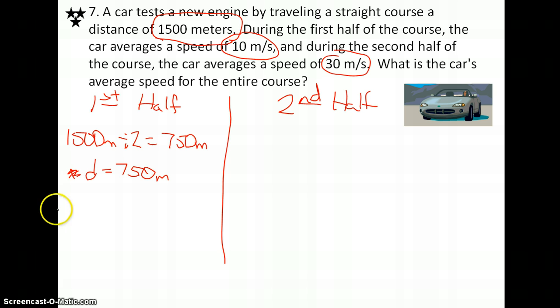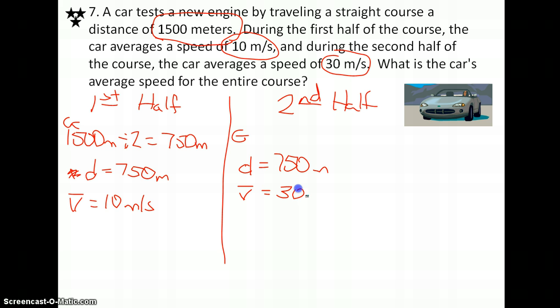And then the speed for the first half is an average speed, and it is 10 meters per second. Okay. And so these are our givens so far. These are the givens. This is G here. But now let's come over here and we'll do G for the second half. We know the distance is still 750 meters. Half of 1,500 is 750. And then the average speed has changed. It is now 30 meters per second.